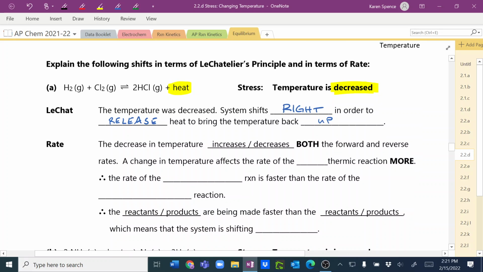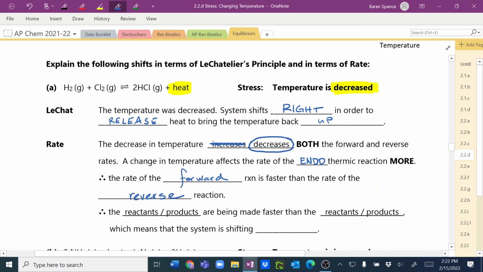A decrease in temperature does what to both the rates? It decreases both the rates, so I'm going to cross that one out. Both the forward and reverse rates. A change in temperature affects the endothermic rate more. And then, which reaction is faster than the other one? The rate of the forward is greater than the rate of the reverse.